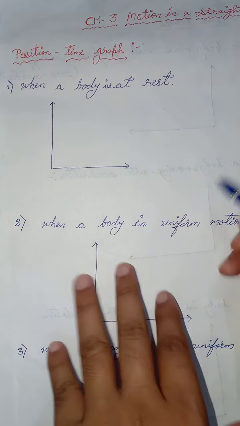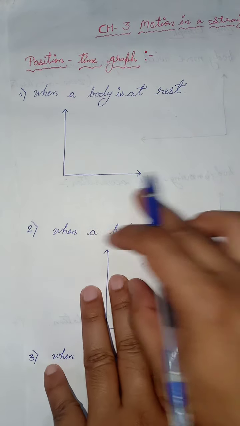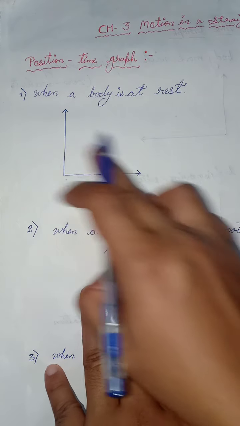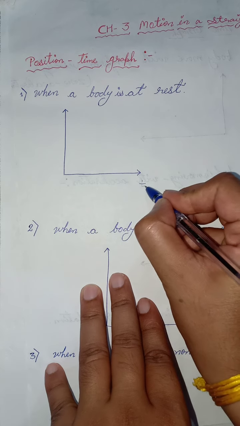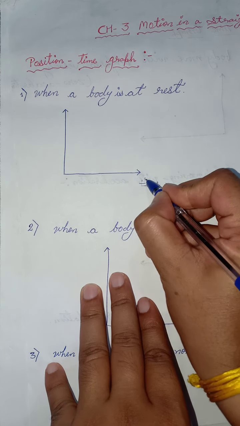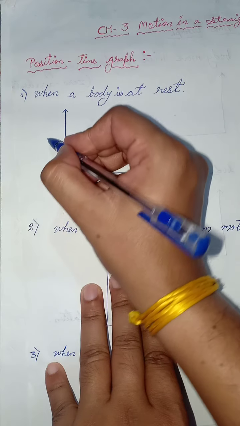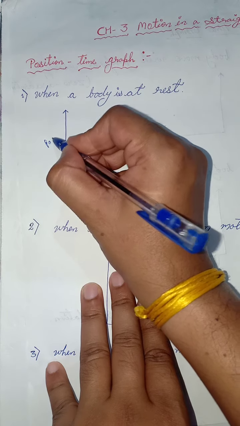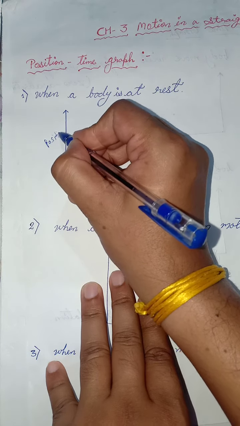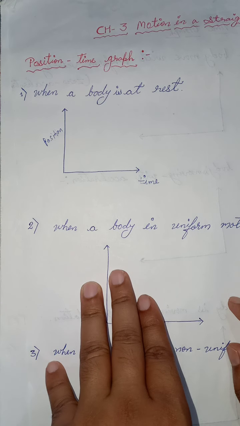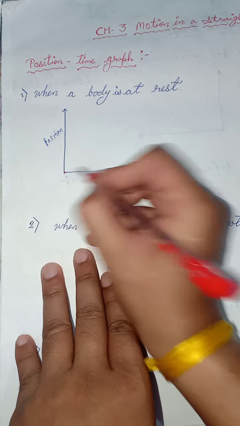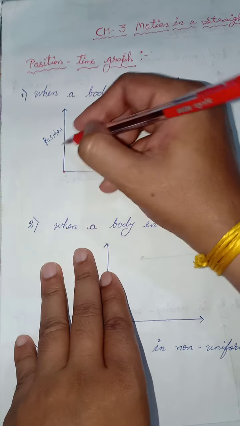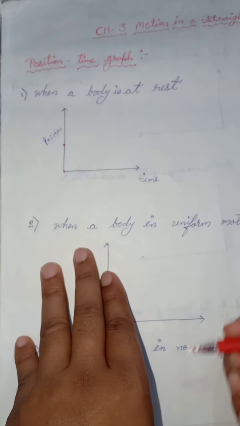Now see here, for making this graph we have to take two axes, x-axis and y-axis. On the x-axis we will put time, and on the y-axis we will put position. Now see here, for example, this is the time. At this time the position of that object is here.